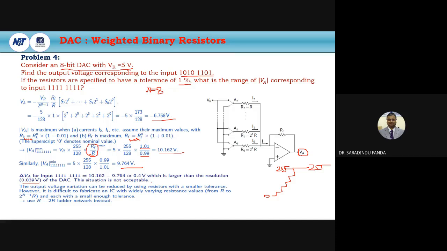For this reason, we should choose the R-2R ladder network instead of the weighted binary resistor DAC, because the practical resolution is higher than the ideal resolution of the weighted binary resistor DAC, which is not desirable. So we should go for the R-2R ladder network, which I will discuss on Monday evening.